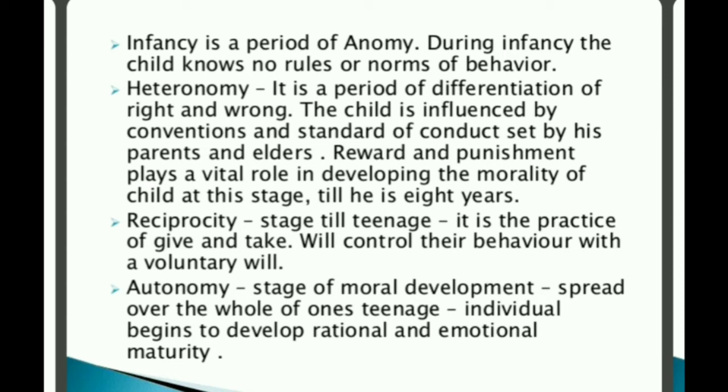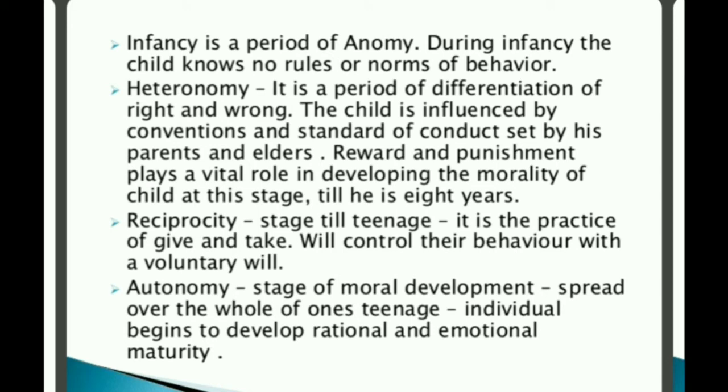Heteronomy is a period of differentiation of right and wrong. It is the stage when the child starts to know what is right and wrong, and can classify them. Parents and teachers play a vital role at this stage, because they apply reward and punishment. So the child now thinks, if I do this work which is good, I will be rewarded, and if I do that work which is bad, I will be punished. This is called the heteronomy stage.